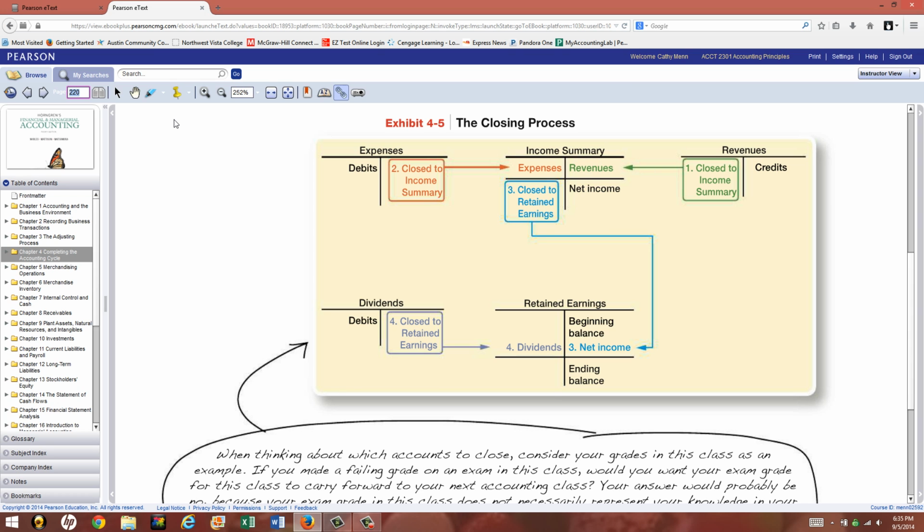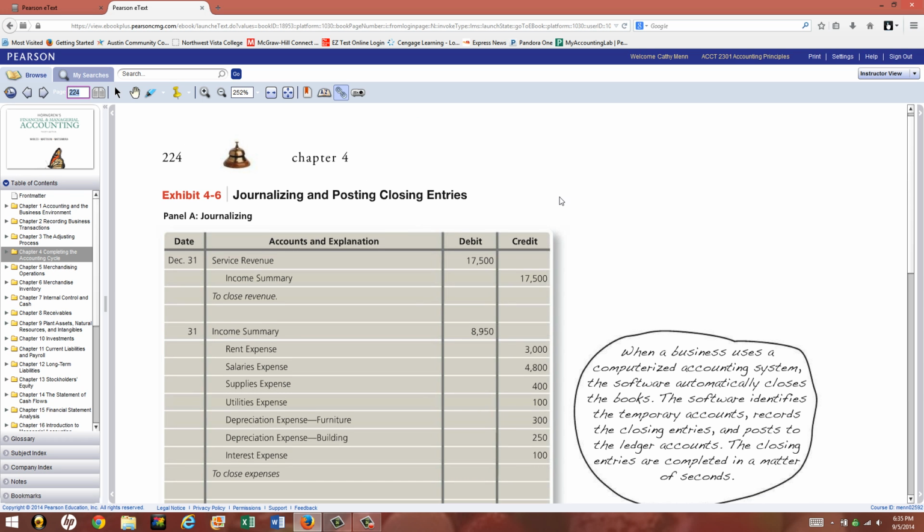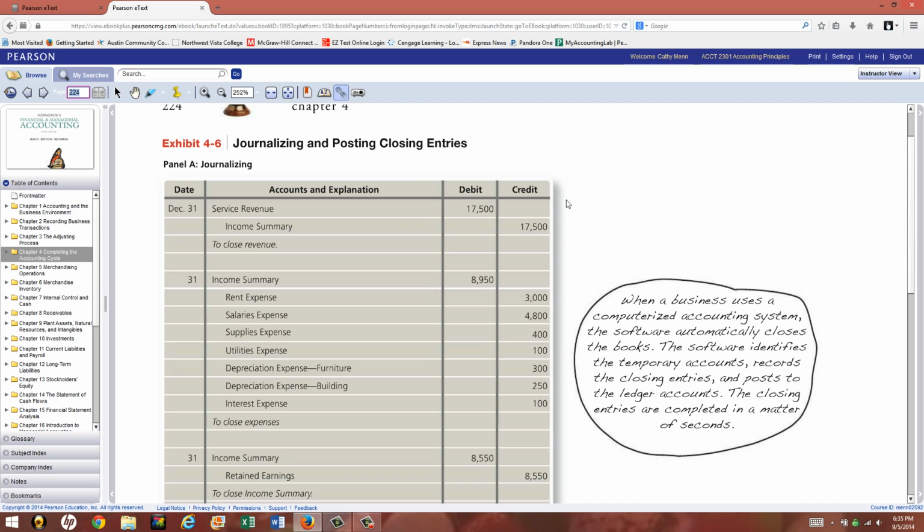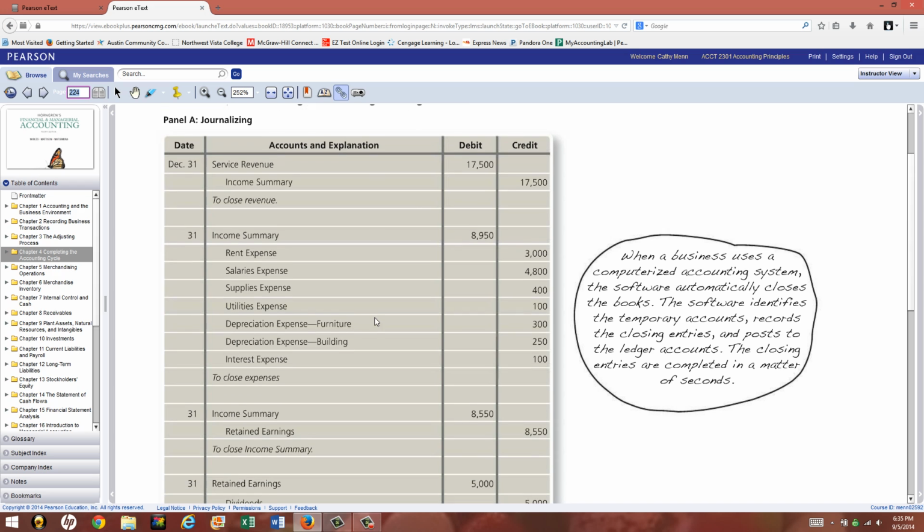So let's go over and take a look at it and see how it looks in the journal entry. And here it is. This company only had one revenue account. You might have 10 or 15 revenue accounts. But if you did, you would list each one, show their balance, and then income summary would be credited for the total amount. And that's what's happened here with the second journal entry, the second closing entry.